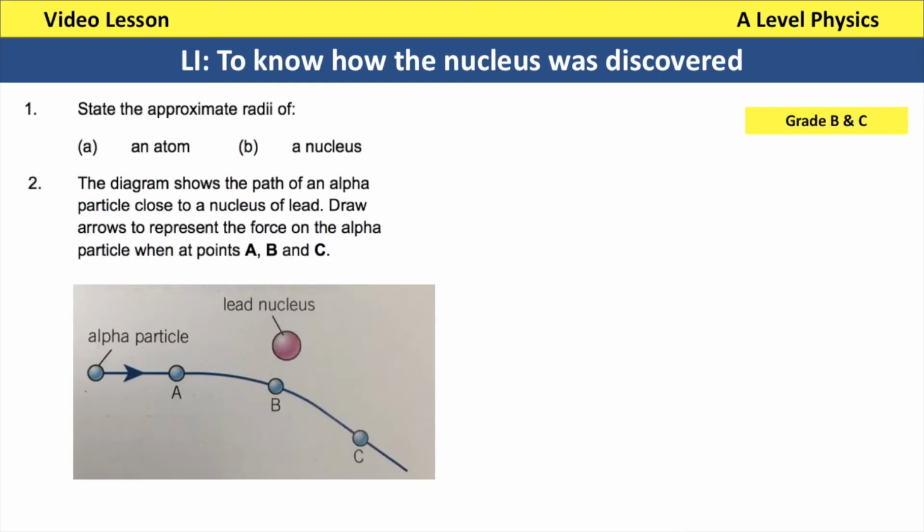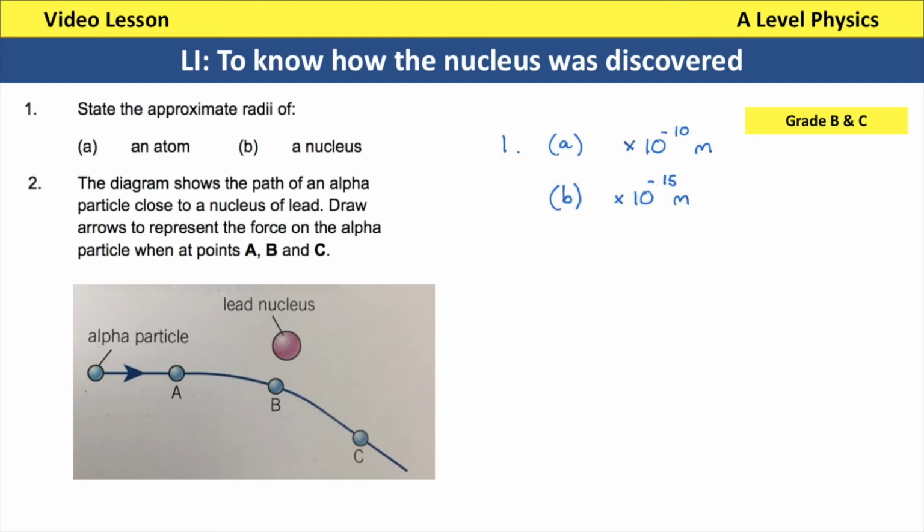So, question 1 said state the approximate radii of an atom. So an atom, you should know, is about 10 times 10 to the minus 10 metres. The radius of a nucleus we've found is 10 times 10 to the minus 15 metres. Then it says the diagram shows the path of an alpha particle close to a nucleus of lead. Draw arrows to represent the force on the alpha particle when at points A, B and C.